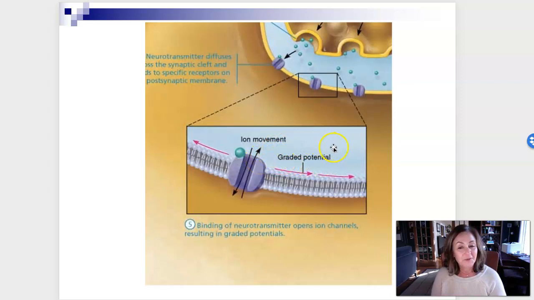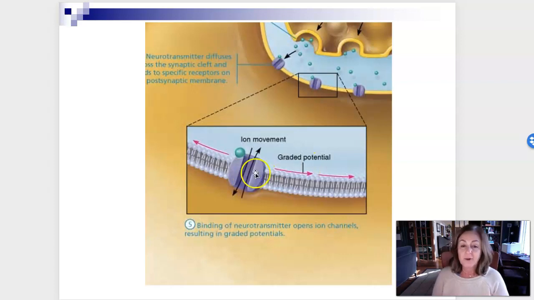I hope you do, because this is a graded potential. So let's say, for instance, this neurotransmitter opened a sodium channel. Then I know sodium will enter into the cell. That's going to be a depolarization. That depolarization is going to start to spread from that area. That's what's known as a graded potential.